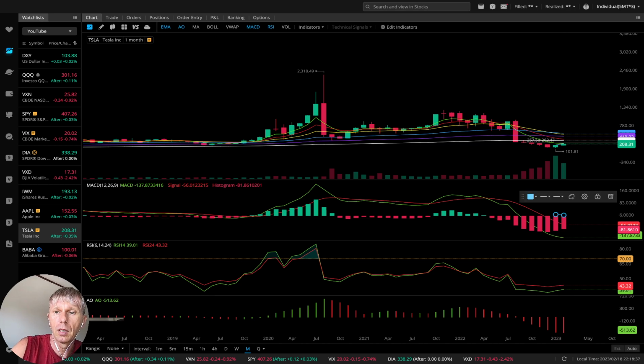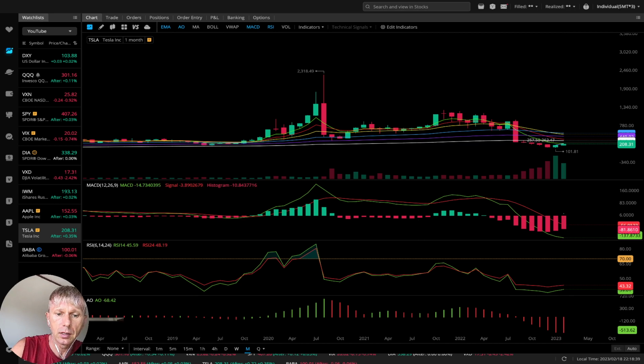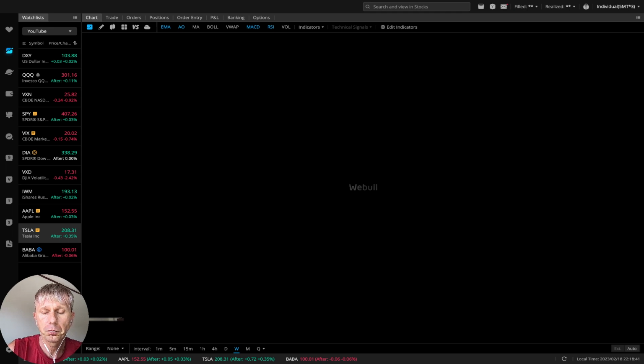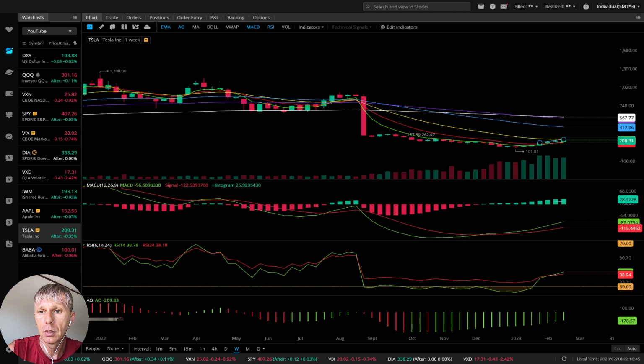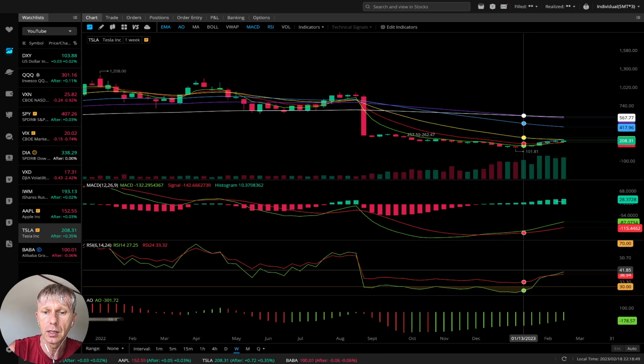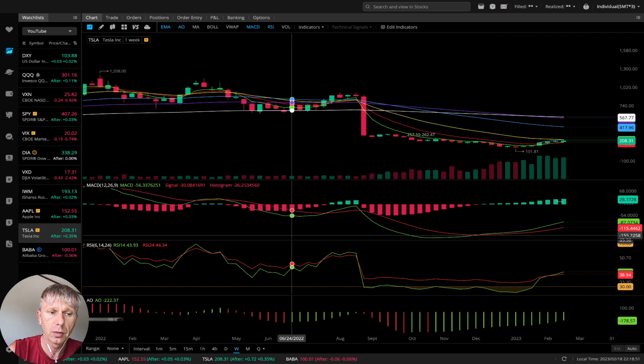Let's move to weekly. What's going on with weekly Tesla? Tesla monthly bearish, weekly bullish. It did a bullish crossover on the moving averages, MACD bullish crossover, RSI, awesome oscillator bullish.